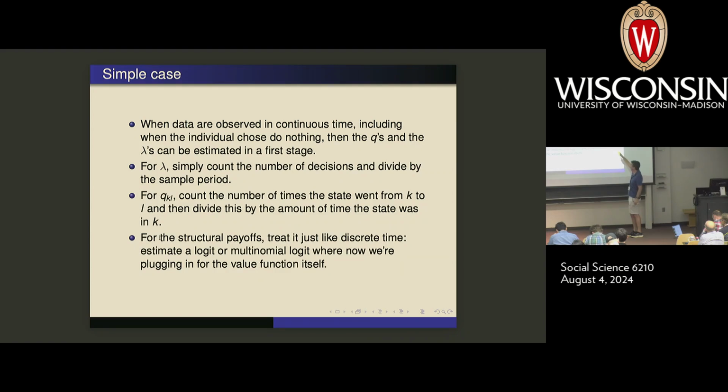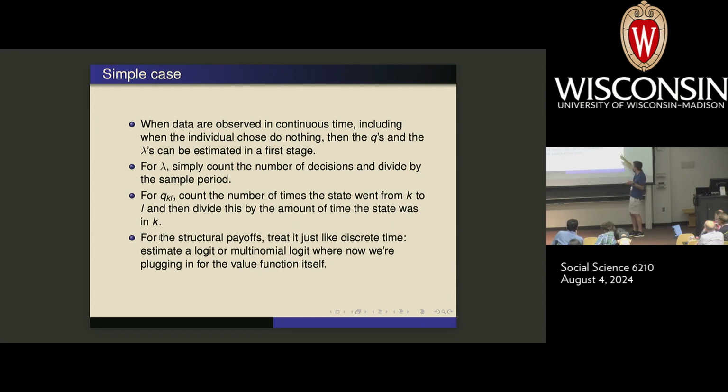For lambda, you just count the number of decisions and divide by the sample period. If it had been lambda k, in that case, you'd count the number of decisions divided by the time they were spent in state k, and that would tell you what the lambda k was. And that would actually, if you saw that data at that finite interval, you could test for whether it was related to k or not.